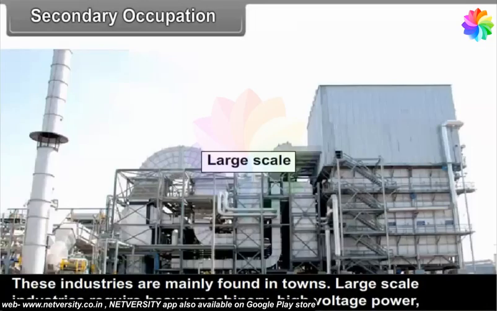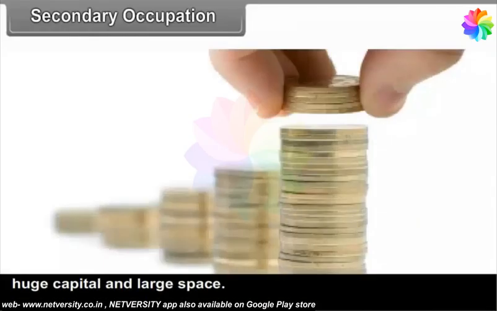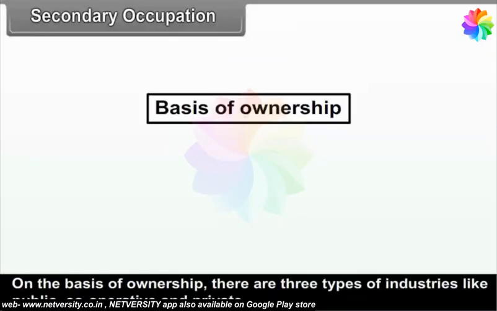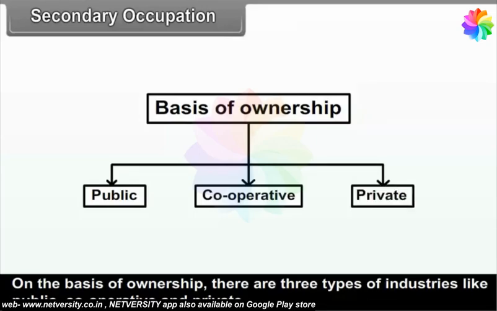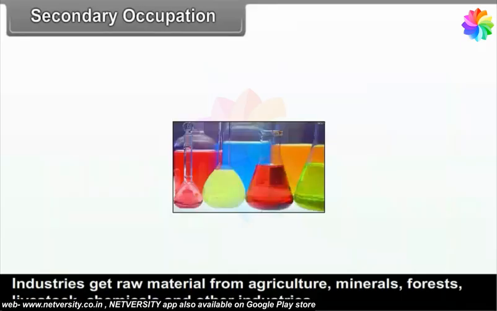Large-scale industries require heavy machinery, high voltage power, huge capital and large scale. On the basis of ownership, there are three types of industries like public, cooperative and private. Industries get raw material from agriculture, minerals, forests, livestock, chemicals and other industries.